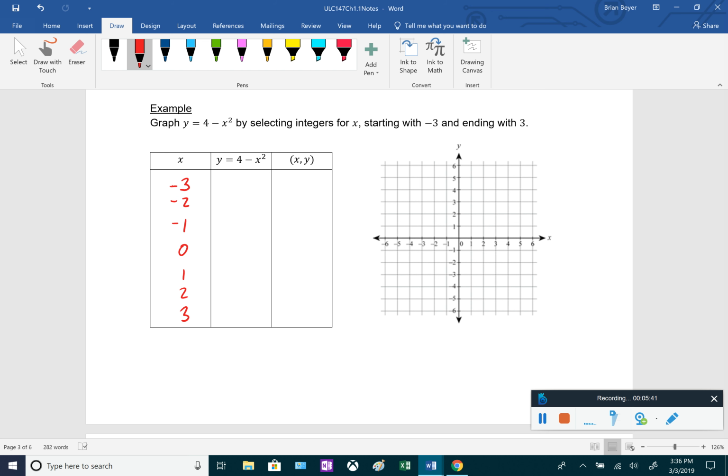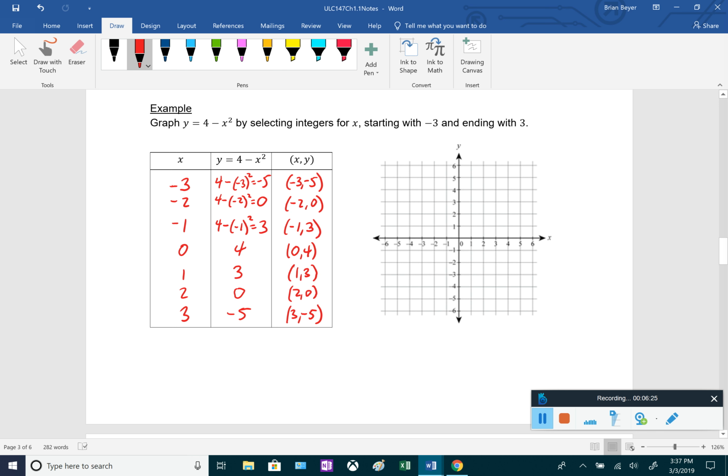We're going to plug them into the equation, into x. We're going to find the corresponding y value, and that's going to give us an xy coordinate. So plugging in -3, that's going to give us 4 minus -3 squared. It's 4 minus 9, which is -5. So that gives us the xy coordinate -3, -5. Next, we plug in a -2, 4 minus -2 squared. That's 4 minus 4, so that's a 0. That gives us the coordinate -2, 0. Plugging in a -1, 4 minus -1 squared, that's 4 minus 1, so that's 3. Coordinate -1, 3, and I'll just fill out the rest of these.